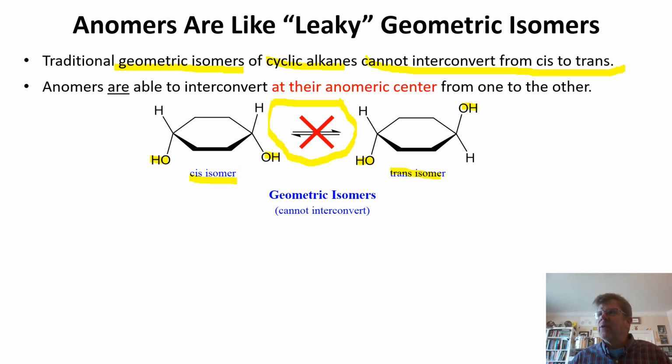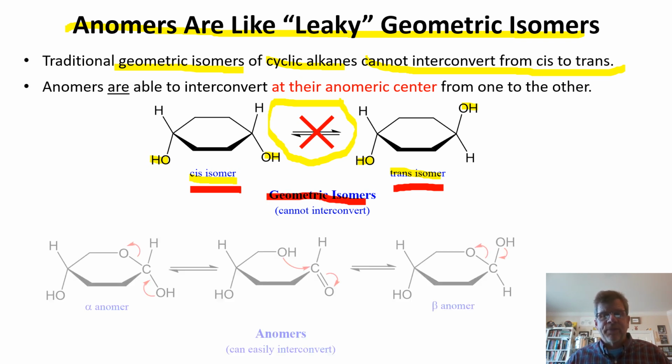However, these anomers are familiar. They're similar to geometric isomers. So I am claiming that anomers can be thought of, tongue-in-cheek, like leaky geometric isomers. Leaky means one can leak into the other. If it were the case with geometric isomers, the cis isomer could perhaps leak into the trans isomer, which we know is not true with geometric isomers.